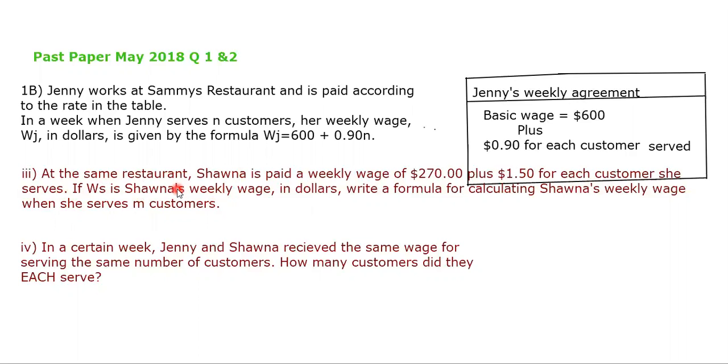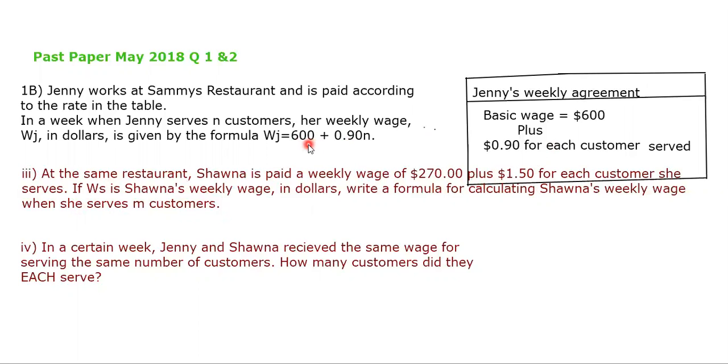Good. Let me go again. What are you given? First thing, what is the basic wage? $270. Next thing, how much per customer? $1.50. Next thing, how many customers? M. Good. She serves M customers. Put them all together. $270 plus the $1.50, right, times the amount of customers, just as how we have here.